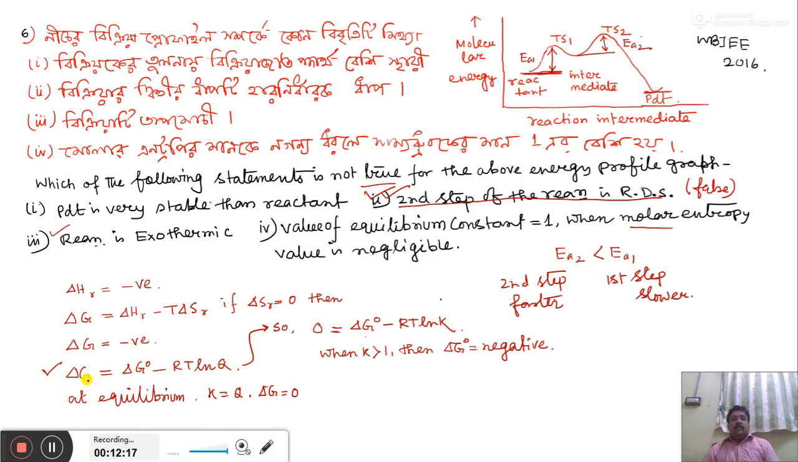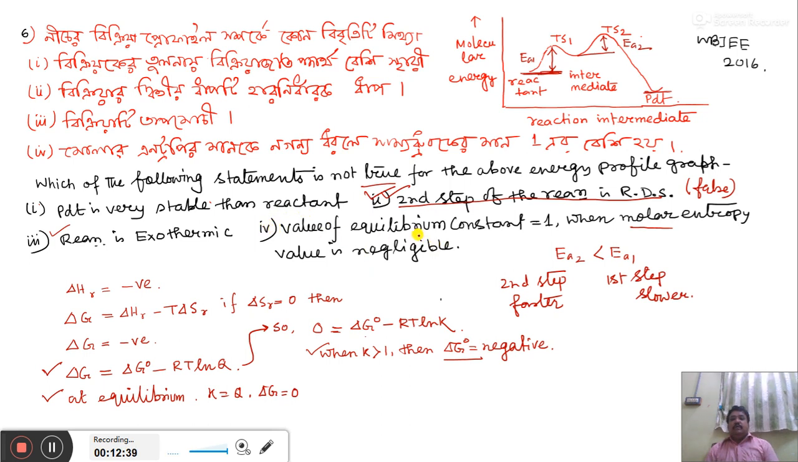Again we know ΔG is equal to ΔG0 minus RT ln Q. At equilibrium, Q becomes K and ΔG becomes 0. So 0 is equal to ΔG0 minus RT ln K. When K is greater than 1, then ΔG0 is negative.